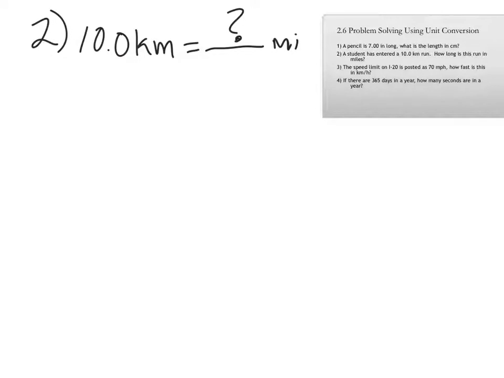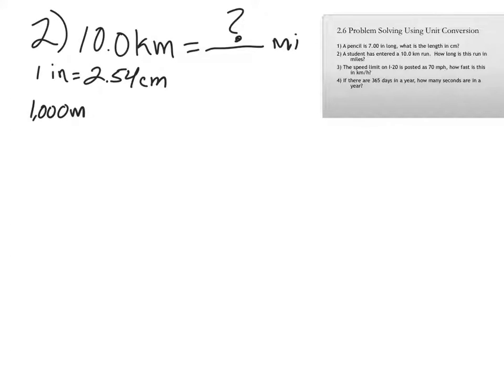Problem 2 here says a student has entered a 10.0 kilometer run. How long is this run in miles? And so we have to have a conversion factor here. We do have the same one from before, where 1 inch is equal to 2.54 centimeters. And so we could convert ultimately centimeters to inches, and then inches to feet, feet to miles. We'd have to do kilometers to meters and meters to centimeters. I'm going to show that first before we do the quicker way.